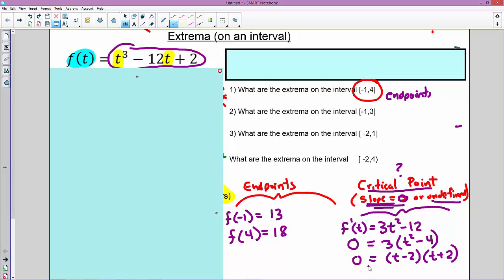What you're saying is when t equals positive 2 and t equals -2, both of those are critical points, meaning it could be a valley or a peak, and we have to check those too. Now, the only reason I don't have to check -2 is that I'm going to throw that one away.